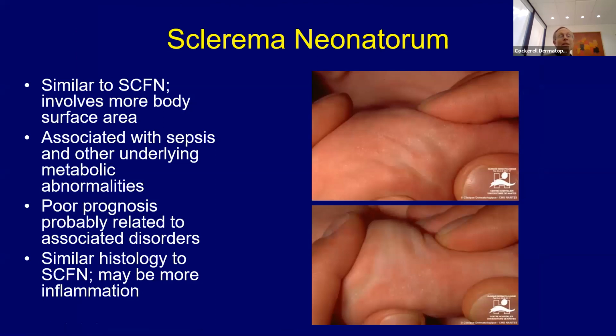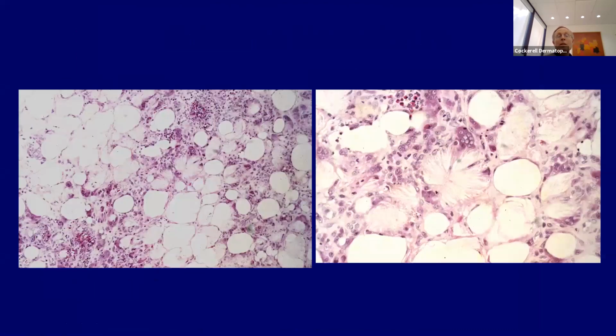Scleroderma neonatorum is more diffuse. Again, it may be associated with underlying sepsis and other metabolic abnormalities. It looks pretty similar under the microscope. Again, you can see the crystals here, and then the secondary inflammation that comes in as a consequence of that abnormal fat that gets precipitated in the actual lipocytes.